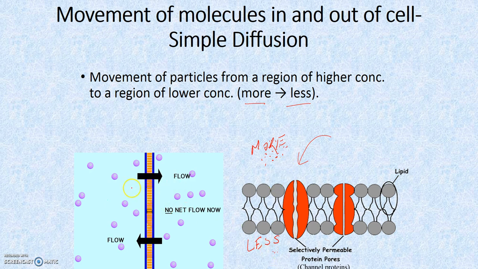Once again, as you can see, there's more here, less here. As long as there's more and less, flow will take place. As soon as the particles become equal in amount, there'll be no net flow. Why? Because now the amount has become the same.